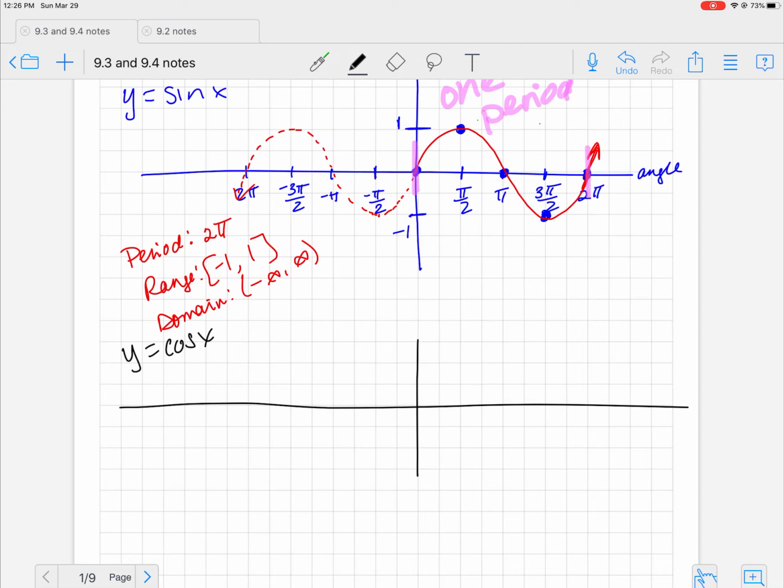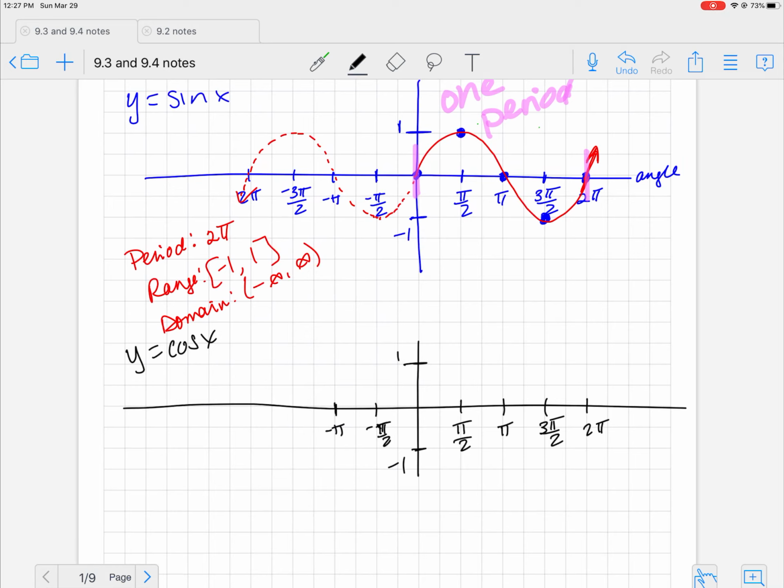Y is equal to cosine of x. I'm going to do the same kind of deal. This will be 1, this will be -1, so that we can compare them nicely. And these are also the nice values. That's it. When you look at your unit circle, what are the nice values that go with cosine? Also on our quadrantal angles, right? Those are the ones that are on the axes.